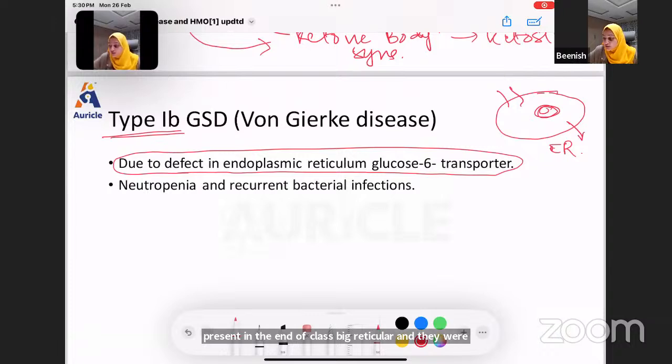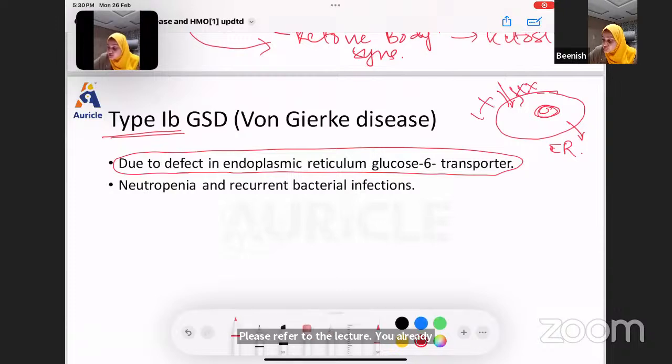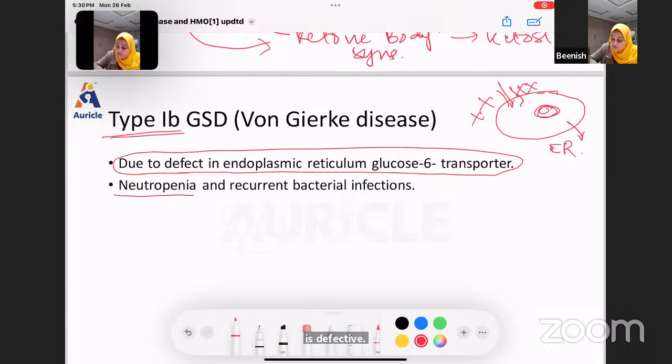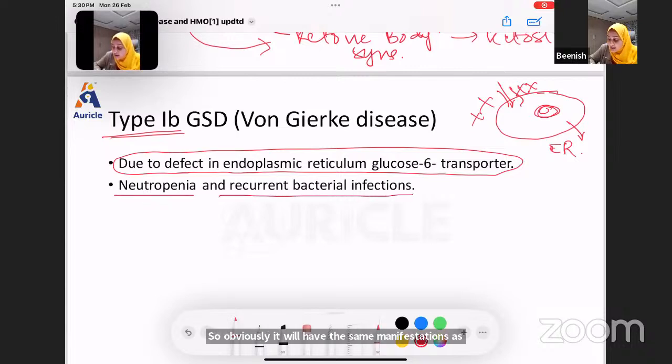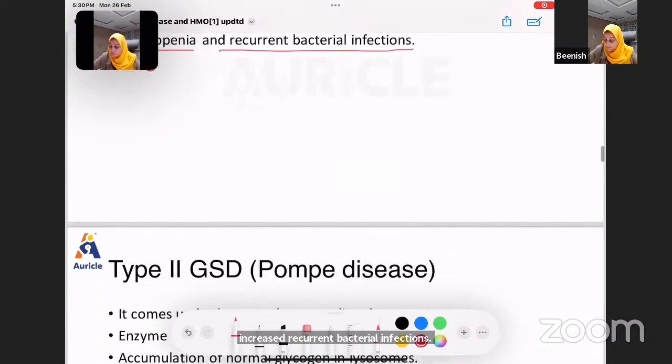Please refer to the lecture, we've already studied this. So this transporter is not working, it is defective. So obviously it will have the same manifestations as type 1A. Also, there is additional neutropenia and recurrent bacterial infection. That is, there is an abnormally low count of neutrophils, which obviously leads to increased recurrent bacterial infections. So that was about type 1.